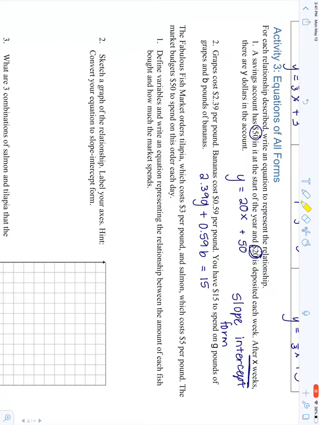So, based on our last problem, this sounds a lot like number 2. So our variables are going to be very, very similar. Just like number 2 was pounds of grapes and pounds of bananas, this is going to be pounds of salmon and pounds of tilapia. So your variables are always your unknowns, and we know the cost. We know how much money we have to spend, but we don't know how many pounds they order. So those are our unknowns. So I'm going to put x as pounds of tilapia.